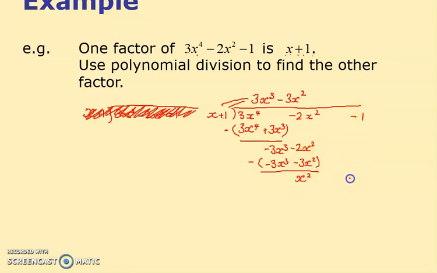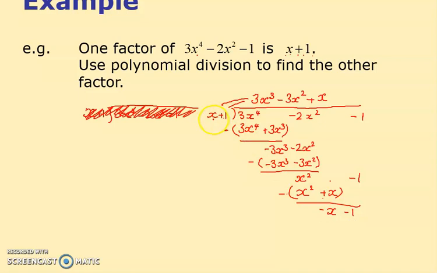Bring down that minus 1, a bit of a gap before it. So what do I times x by to get x squared? Well, I reckon that's plus x. x times by x is x squared. And I do the other one. x times by the 1 is plus x. Put it in the bracket to remind me to take away. x squared minus x squared disappears. Nothing minus an x gives me minus x minus 1.